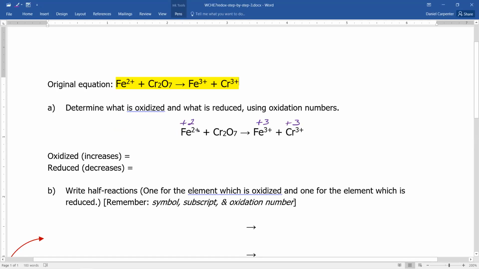And Cr2O7 is a compound. It has to add up to 0. Oxygen is -2, and there are 7 of them. So chromium, since there's 2 of them, has to be +7. So iron went from +2 to +3. That's an increase. So iron is oxidized. And chromium goes from +7 to +3. That's a decrease. So chromium is reduced.